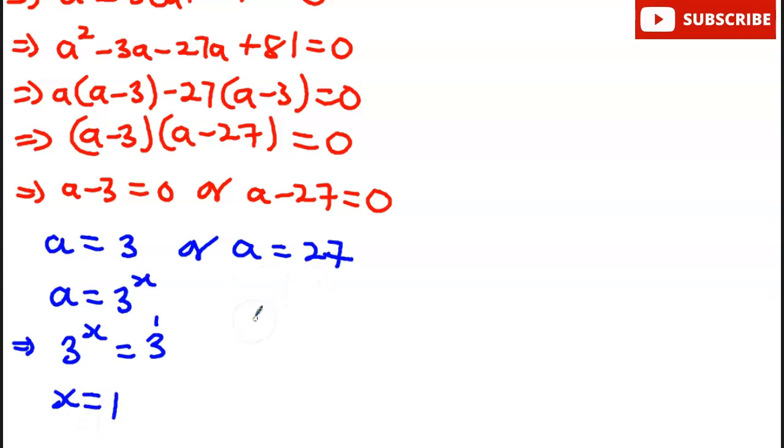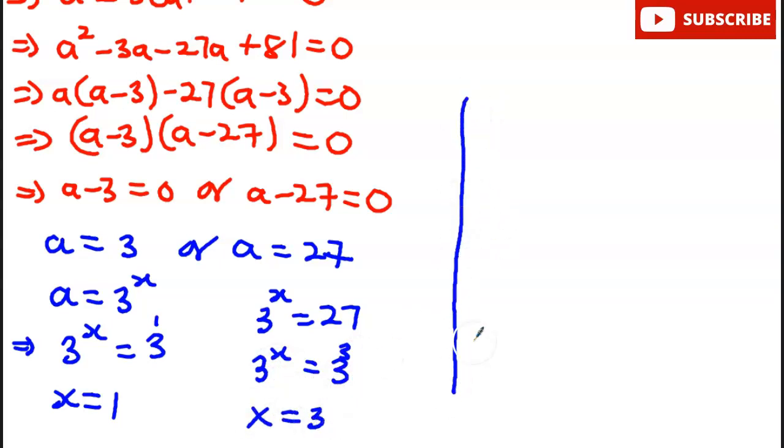Let's come to this. It implies that 3 raised to the power x is equal to 27. So the bases are not the same. We need to express this in terms of that. So 3 raised to the power x is equal to 3 raised to the power 3, since 27 is the same as 3 raised to the power 3. The bases are the same, therefore x is equal to 3. So in conclusion, our x is equal to 1 and then 3.